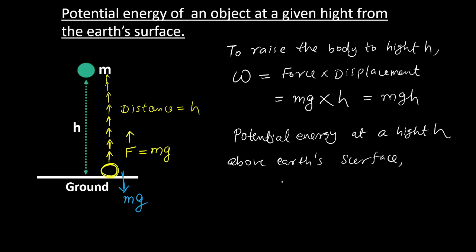Potential energy is normally denoted by U. The symbol is U. The work done is mgh. That work is stored as energy. So potential energy, please memorize mgh. m is the mass, g is the acceleration due to gravity, h is the height.